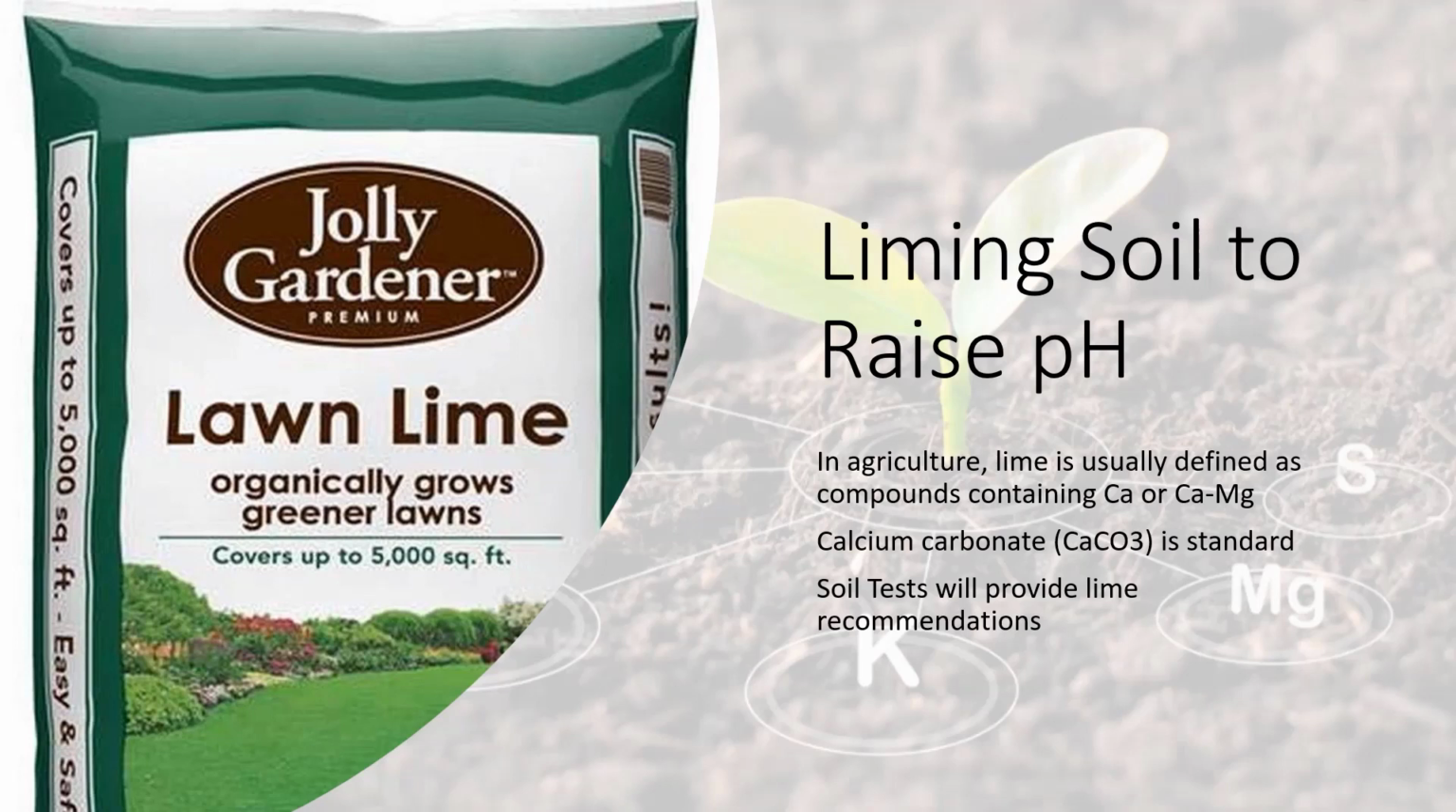In our potting mixes that we're going to make, peat is acidic, and we are often going to add some lime to our potting mix to raise the pH of that mix because of the acidity of that peat material that we're using.